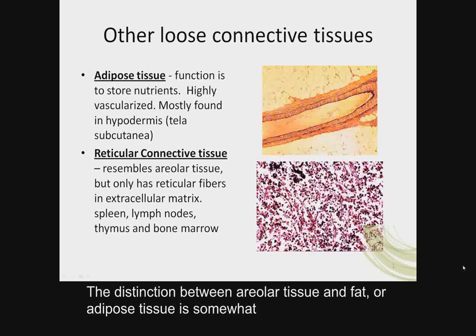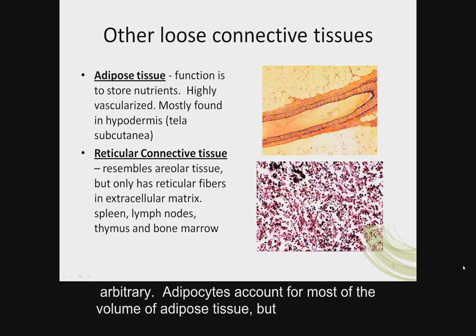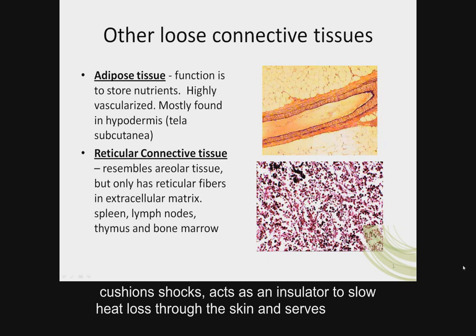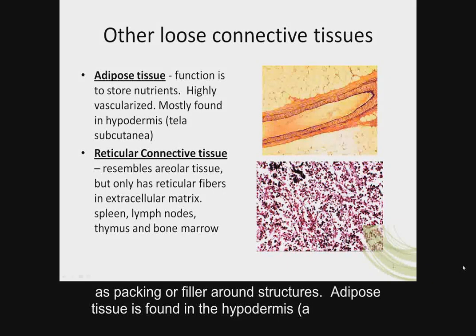The distinction between areolar tissue and fat, or adipose tissue, is somewhat arbitrary. Adipocytes account for most of the volume of adipose tissue, but only a fraction of the volume for areolar tissue. Adipose tissue provides padding, cushions shocks, acts as an insulator to slow heat loss through the skin, and serves as packing or filler around structures.